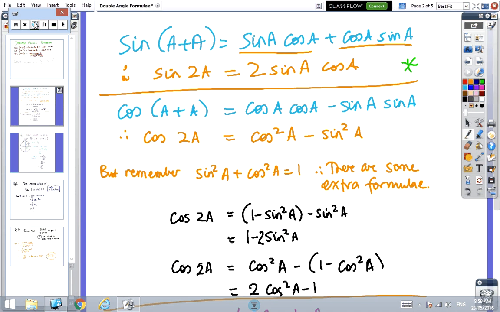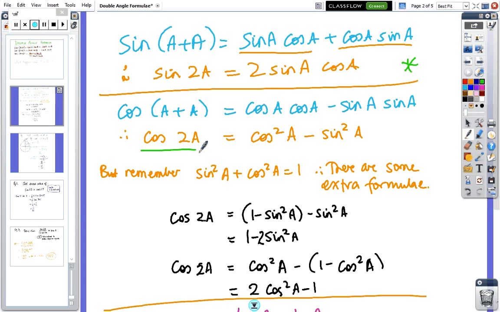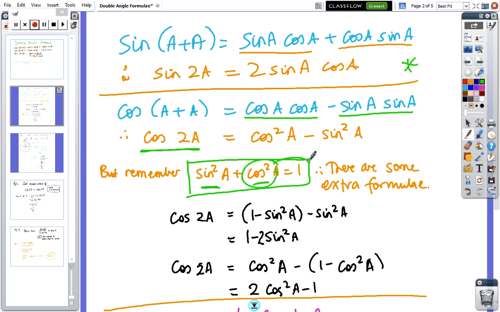Okay, so cos A plus A is the same as cos 2A. And if you look at the formula, I've got cos A cos A, sine A sine A, so I've got cos squared minus sine squared. But we know from earlier that sine squared plus cos squared equals 1, so you get 2 extra formulas. So in the first formula, if I make cos squared the subject, it's 1 minus sine squared, and so you end up with 1 minus 2 sine squared A.